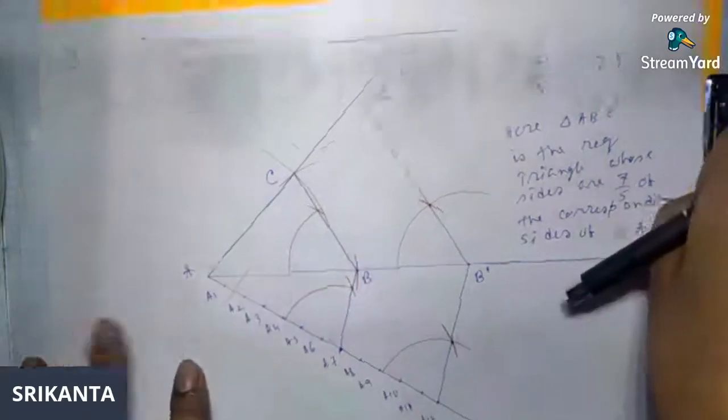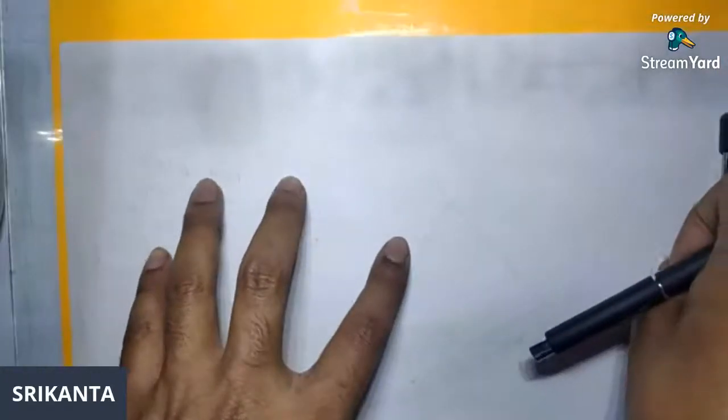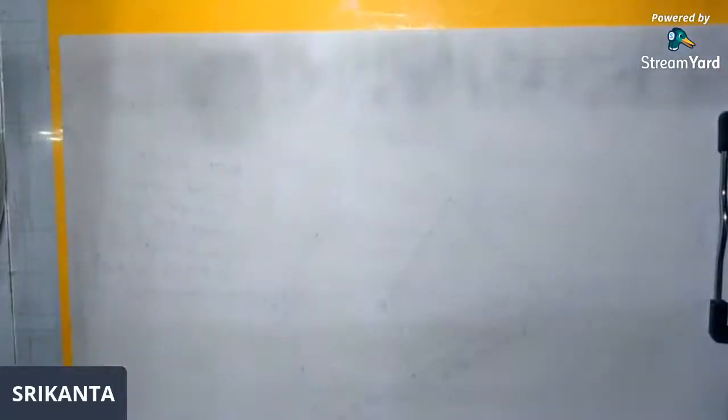Let us do that. You can use a protractor. Since I don't have a protractor, I'm going to draw the angles and then complete it. 4 by 3, BC 7 centimeter, angle B, angle A.